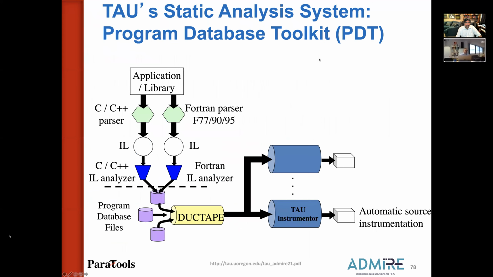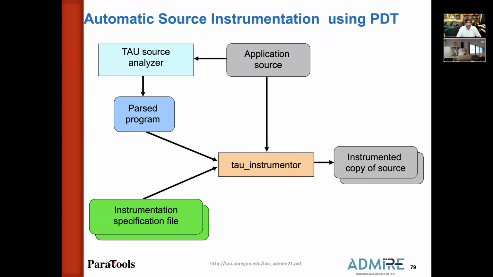The program database toolkit is the source analysis system in tau. It's a package that allows us to parse the source code of the application, add the hooks at the source level, and then create the tau instrumenter, which can do automatic source instrumentation. It looks a little bit like this. You parse the source code of the application, and then you can read the instrumentation specification file, and then create a copy of the instrumented code, which is then compiled with the compiler, linked with the libraries, and then run to generate the profile data.